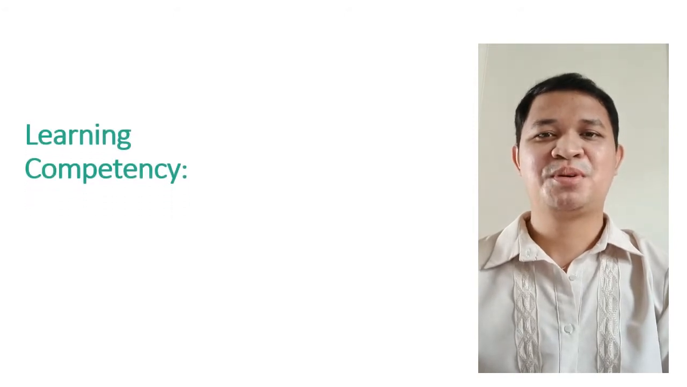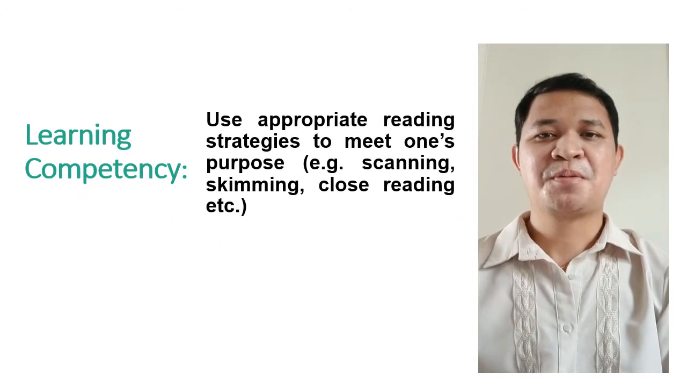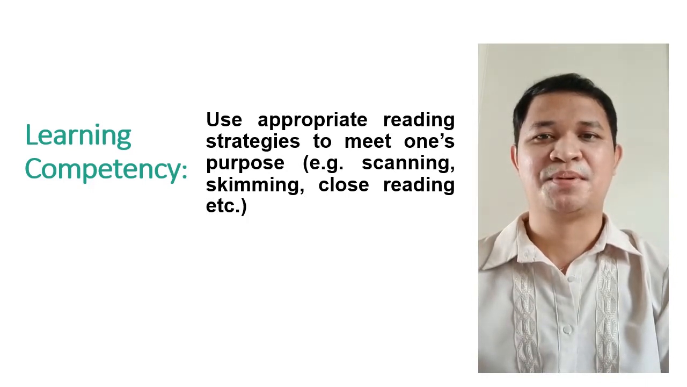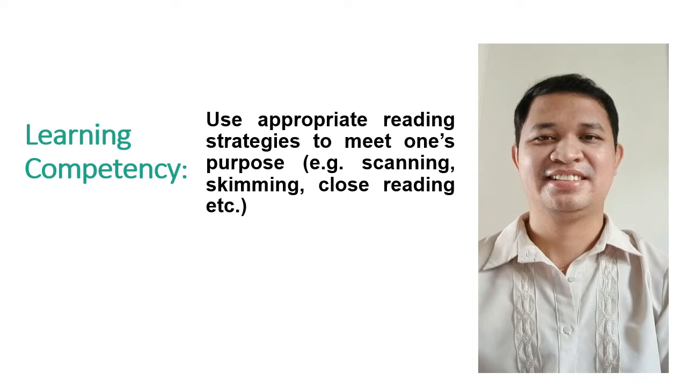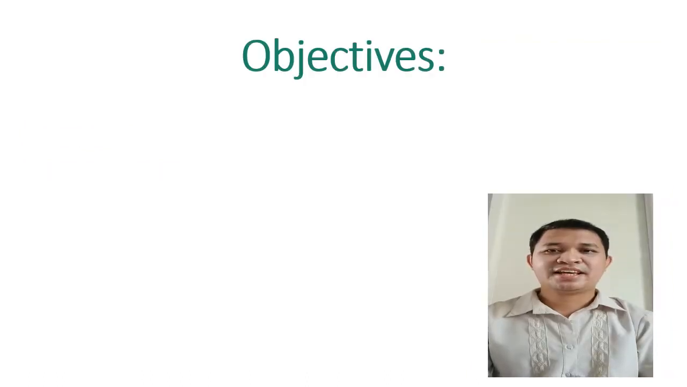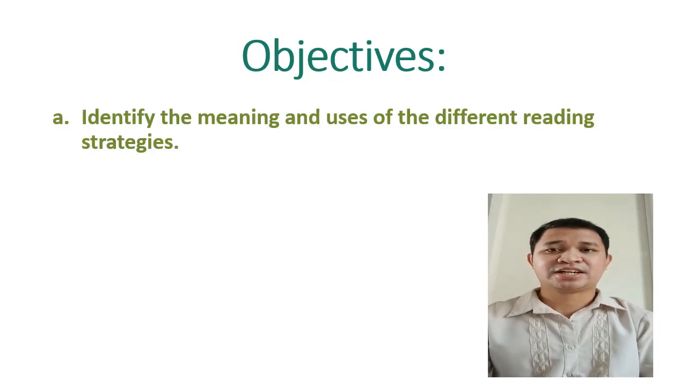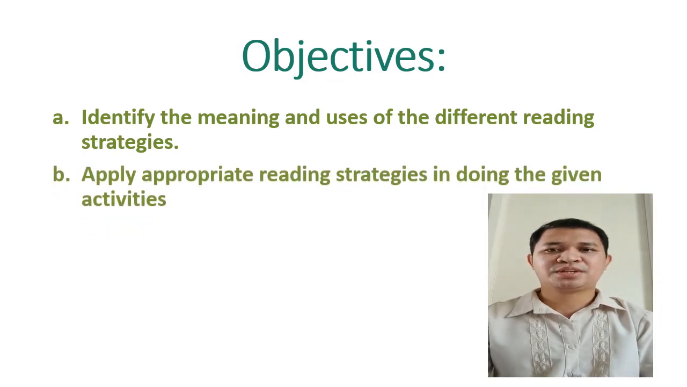The learning competency for this Week 7 lesson is that the students should be able to use appropriate reading strategies to meet one's purpose. Example, scanning, skimming, close reading, and so on. At the end of our discussion, you will be able to identify the meaning and uses of the different reading strategies and apply appropriate reading strategies in doing the given activities.